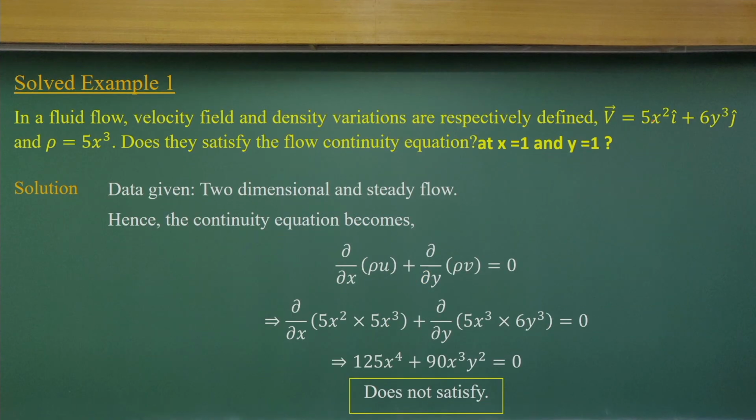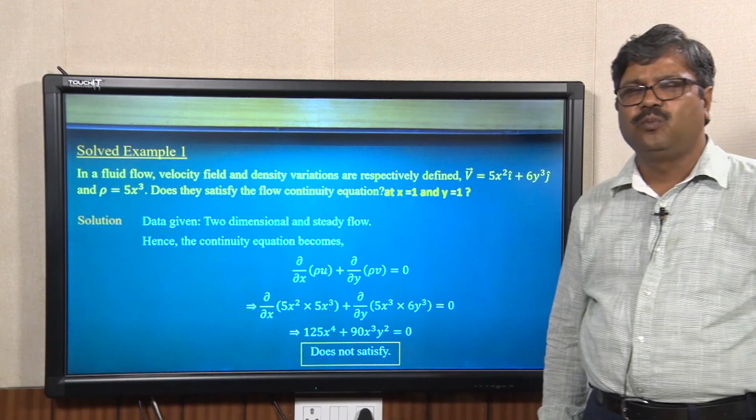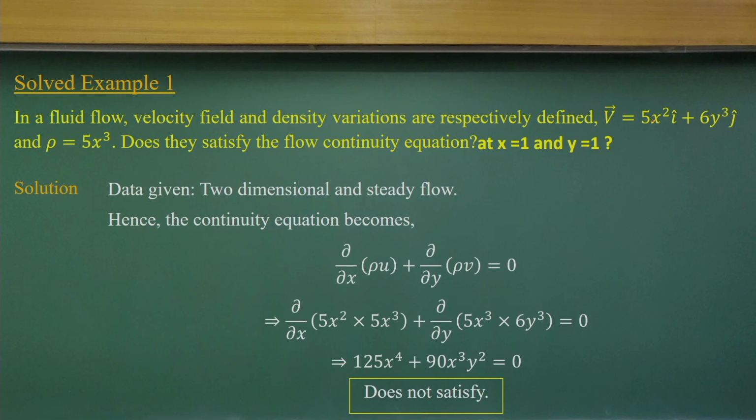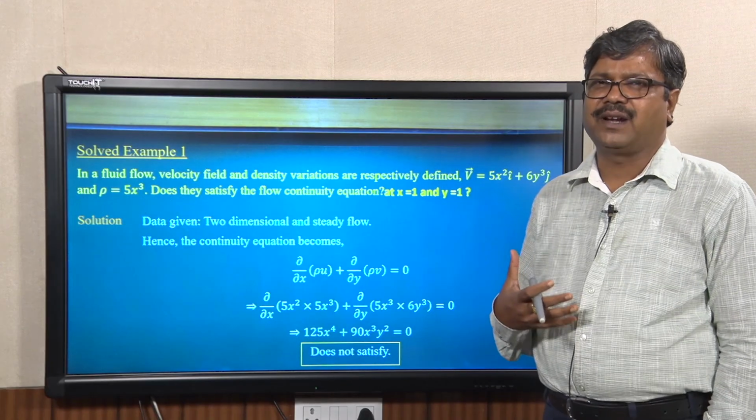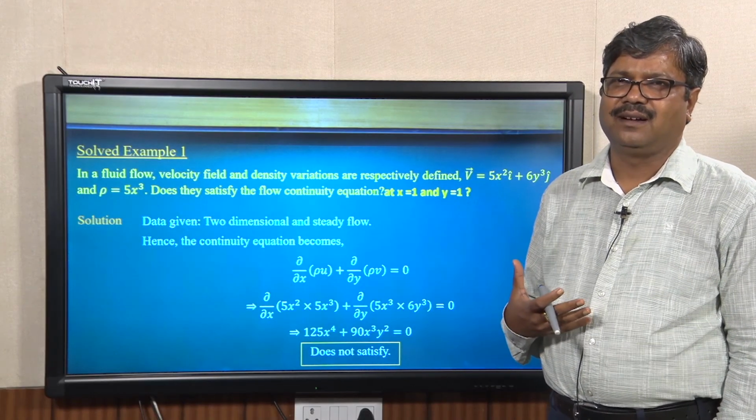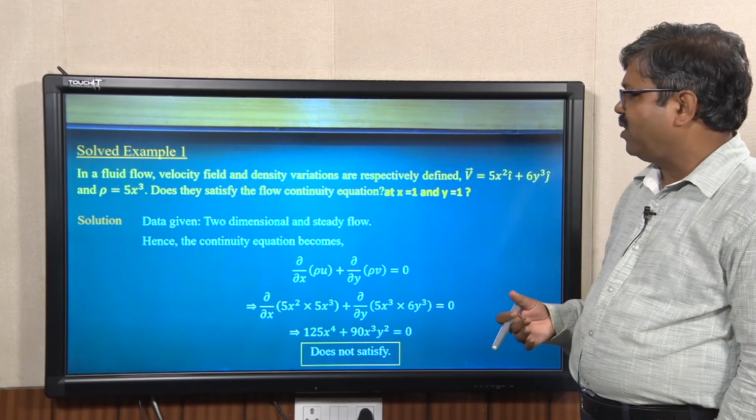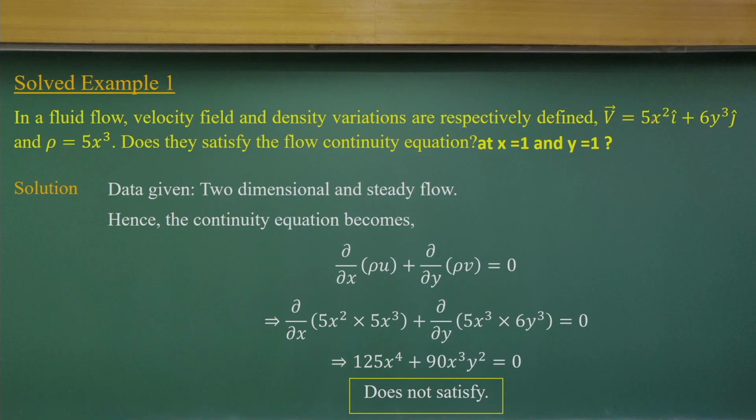Looking back, before concluding, I will give a few examples to give you confidence that we can find the velocity fields when you solve these problems. For example, in example 1 in fluid flow, you have a velocity field and a density field, given as velocity vectors and density as a function of space. Does it satisfy the flow continuity equation at x equal to 1 and y equal to 1? This is simple, since only x and y are there; time is not there.